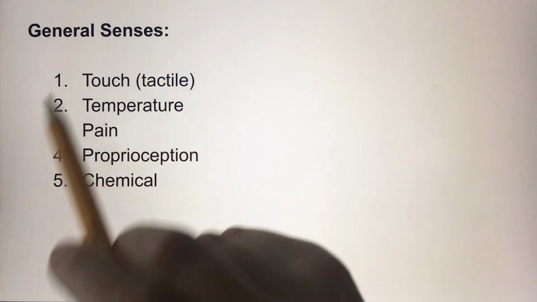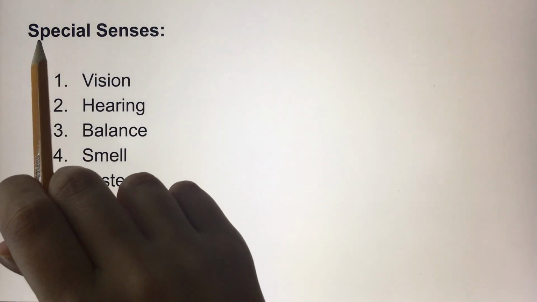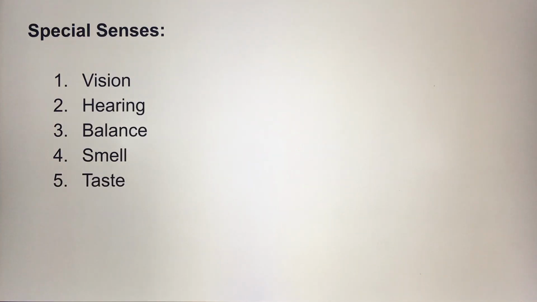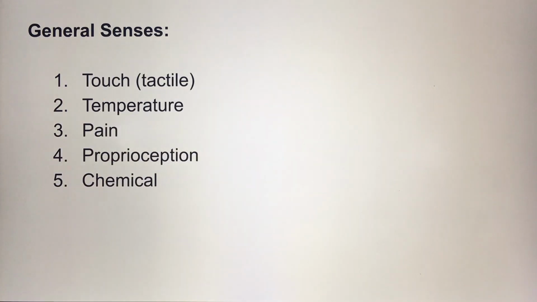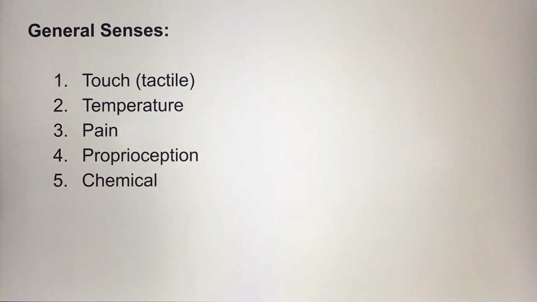The senses can be divided into two categories. The senses can be general senses, or the senses can be special senses. General senses can be experienced in virtually every place in the body. For example, the sense of touch, also known as tactile sense, can be experienced in all of the body parts.